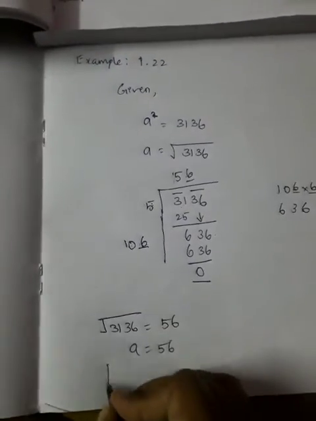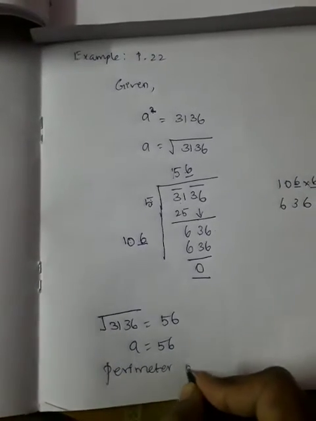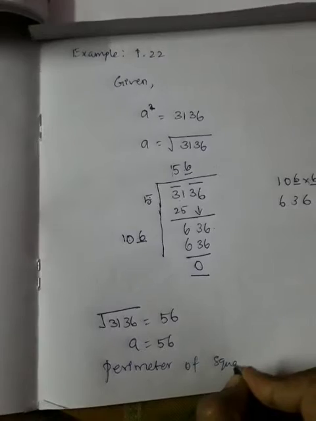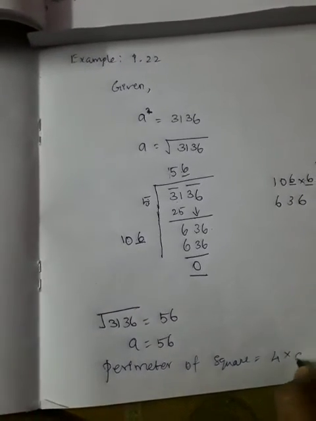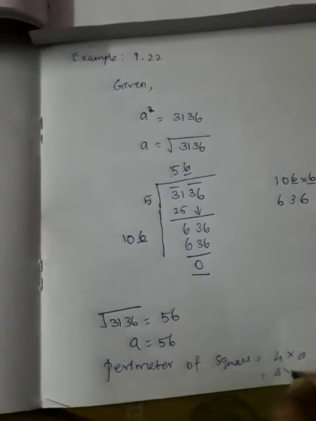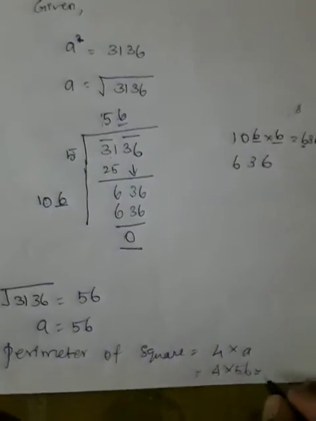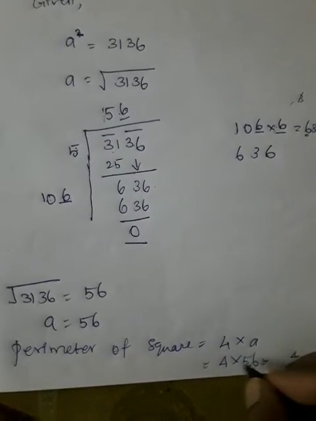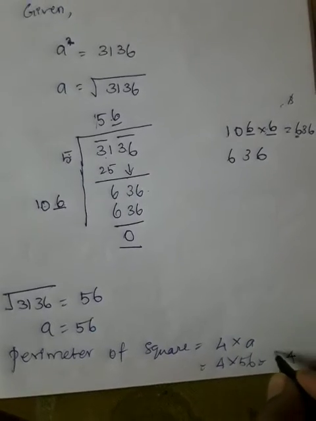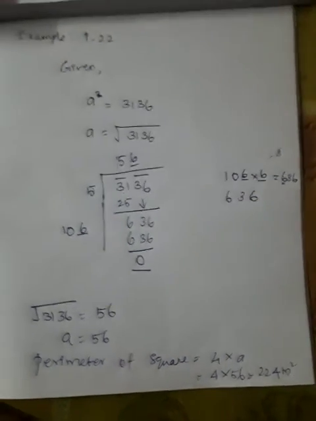Very easy, no? Now the perimeter of a square. What is the perimeter of a square? It is equal to 4 into A. So 4 into 56 is equal to 6 4s are 24, 5 4s are 20, 20 plus 2 is 22, so 224 meter. That's all. Very simple, no?